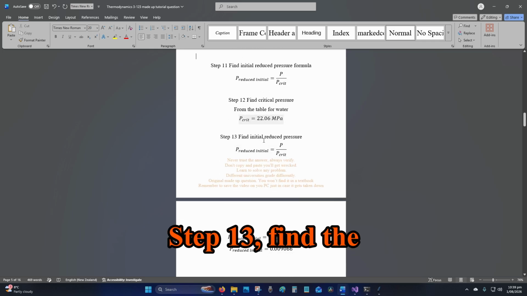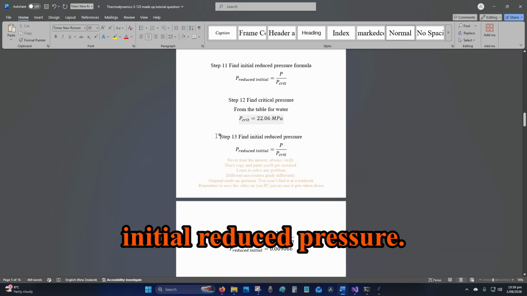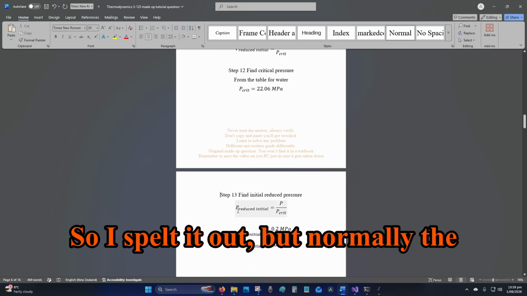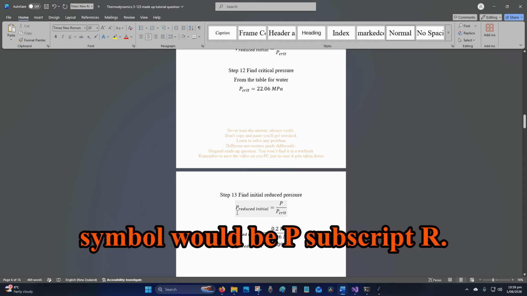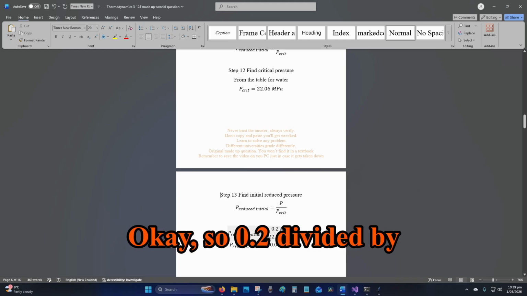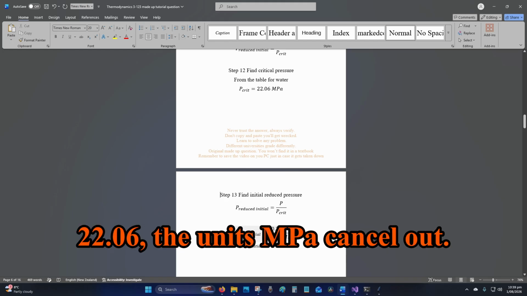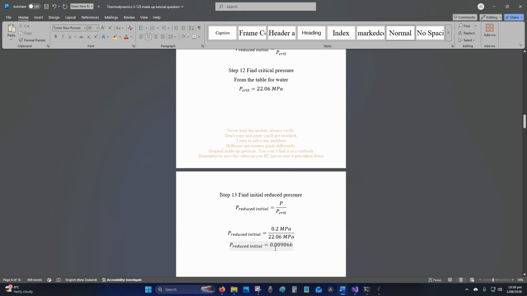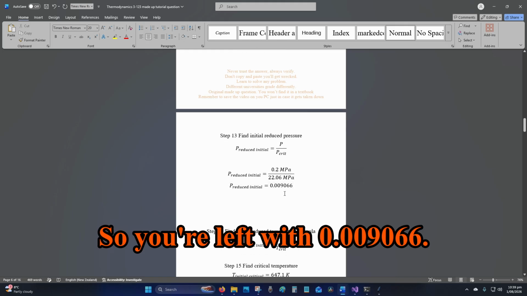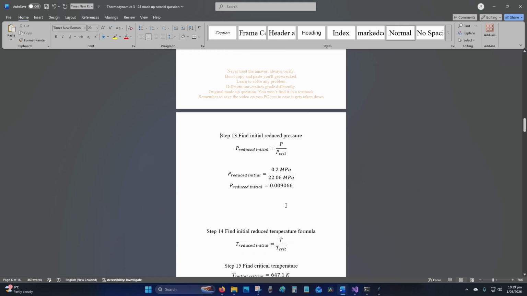Step 13, find the initial reduced pressure. I spelt it out, but normally the symbol would be P subscript R. Okay, so 0.2 divided by 22.06. The units, MPa, cancel out, so you're left with 0.009066.